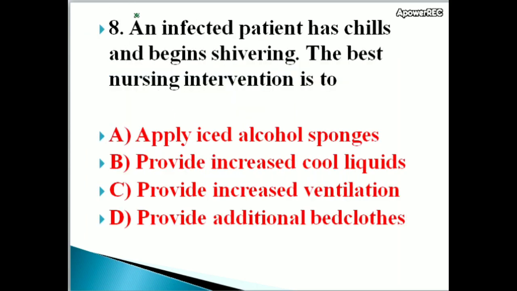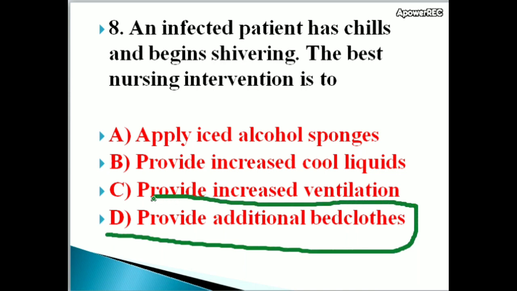Next question: an infected patient has chills and begins shivering. The best nursing intervention is to, options: apply iced alcohol sponges, provide increased cool liquids, provide increased ventilation, provide additional blankets. Correct answer is provide additional blankets.